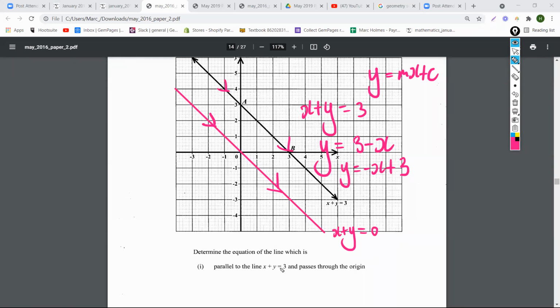So that's the equation for that line, guys. It's x plus y is equal to 0. If I was to write it in the form y is equal to mx plus c, it would be y is equal to negative x plus 0. Cool. So that's what they're asking for in this question.